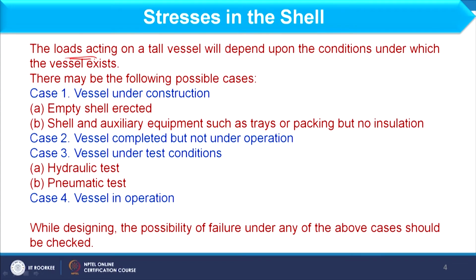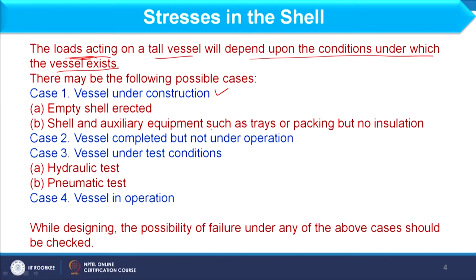So, we can see that the loads acting on the tall vessel will depend upon the condition under which the vessel exists, and these conditions we can have in different cases. So, case 1 is when the vessel is under construction. It means the empty shell is erected where operation is not going on and no content is there, just the shell and auxiliary equipment such as tray or packing, but no insulation. So, these conditions we can consider when the vessel is under construction.